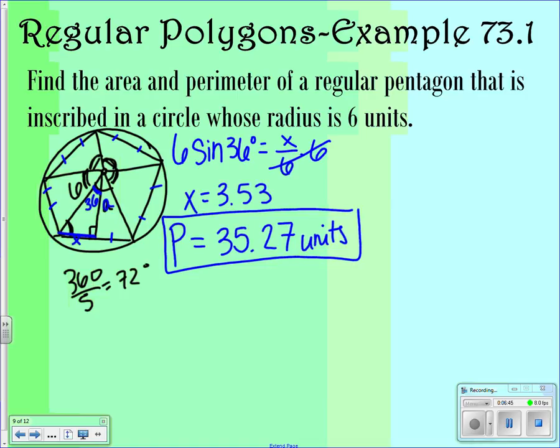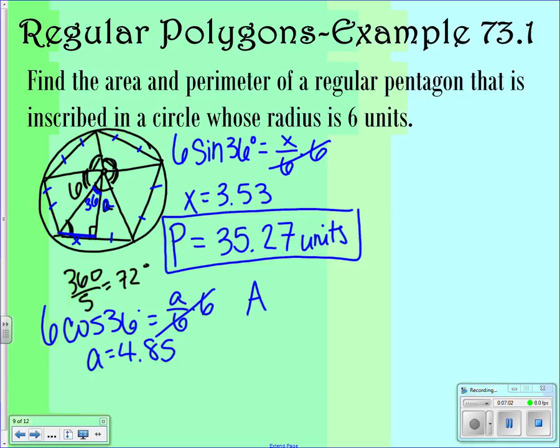Now for the area, we need to find our apothem. So we're going to use cosine. The cosine of 36 is a over 6. So multiply both sides by 6. And your apothem is going to be 4.85.